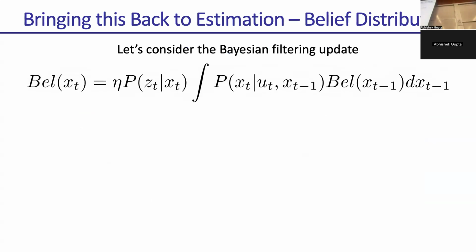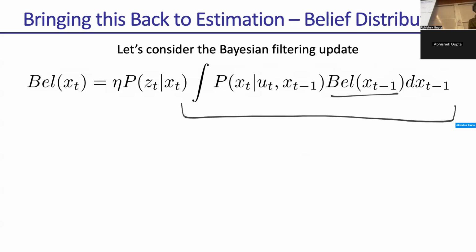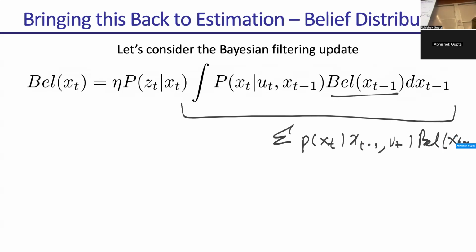Okay, so let's connect this back to what we care about. We care about state estimation. So we care about going from belief at x_{t-1} to belief at x_t. This is the integral version of what we've been talking about. This is the belief at x_{t-1}. This is the motion model. If you remember, it is a sum of p(x_t given x_{t-1}, u_t) times belief x_{t-1}. This is just the integral version of that.